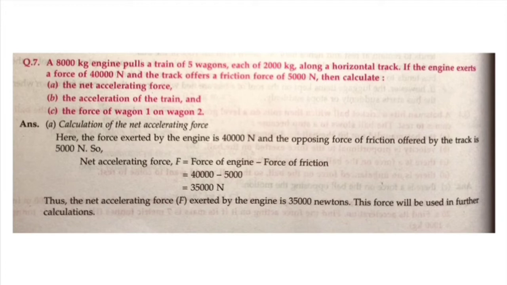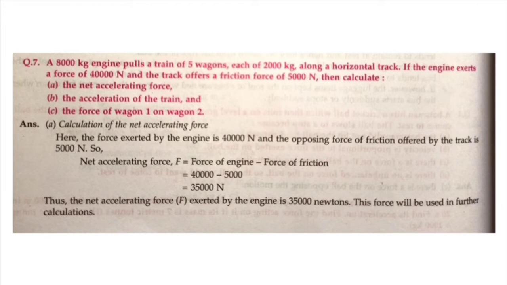Now here, first of all, in A, we have to calculate the net accelerating force. That means the total force acting here. Here the force exerted by the engine is 40,000 Newton and the opposing force of friction offered by the track is 5,000 Newton. That means here two forces are there. We need to find the total force acting here. So the net accelerating force F is given by force of engine minus force of friction.